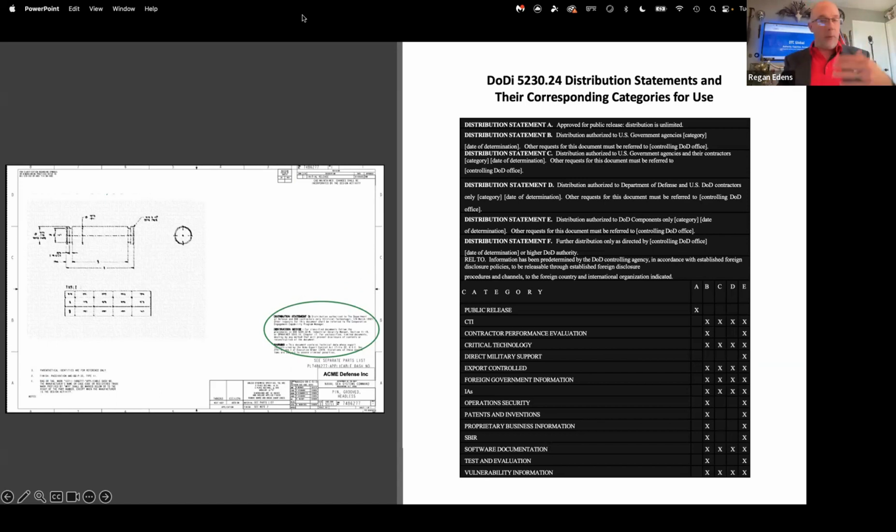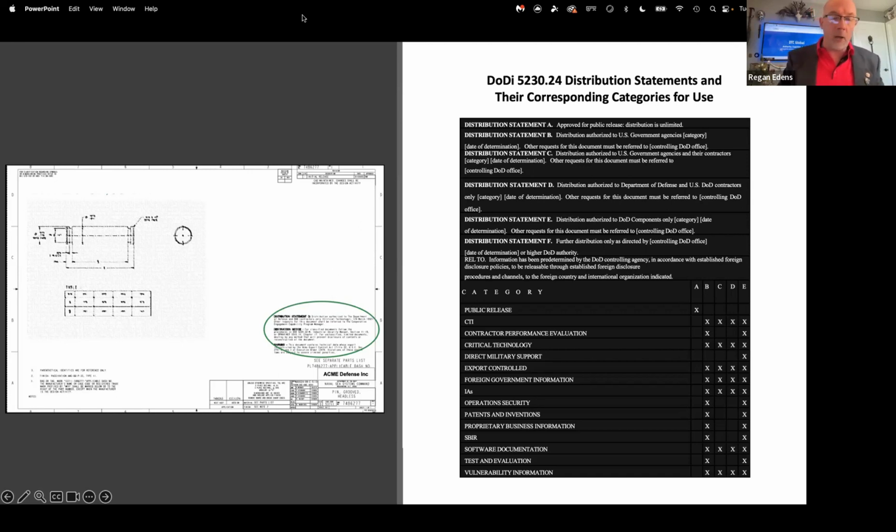If this were blown up, you'd be able to easily see that. It's from Acme Defense. It's in relationship to a DoD performance contract into a DFARS 7012, and it has one of the distribution categories which are identified within the DoDI 5230.24 distribution statements. This is without a doubt CTI. There's no ambiguity. There's no uncertainty.